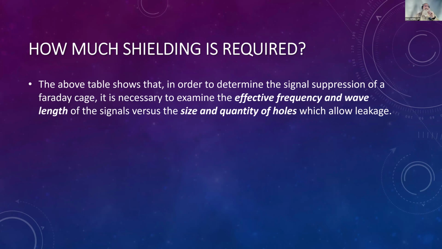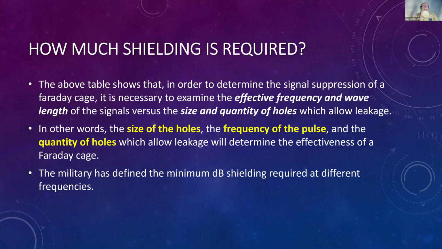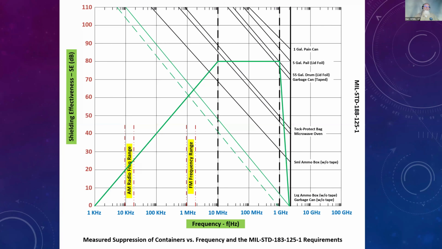So, the table shows that in order to determine the signal suppression of a Faraday cage, it's necessary to examine the effective frequency and wavelength of the signals versus the size and quantity of the holes, which allow leakage. In other words, the size of the holes, the frequency of the pulse, and the quantity of holes determine the effectiveness of a Faraday cage. And the military has defined minimum dB shielding required at different frequencies, and this is a graph that shows this.